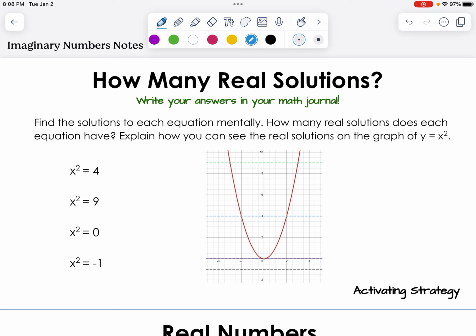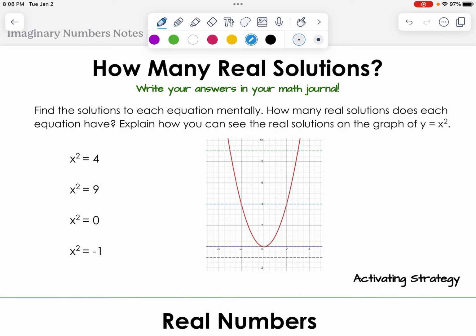In this video, we're going to go over a new type of number. Just to start an introduction, we're going to look at this quadratic graph right here. And I want you to think for a second, what are the possible solutions to each of these equations? We've got x squared equals 4, x squared equals 9, x squared equals 0, and x squared equals -1.